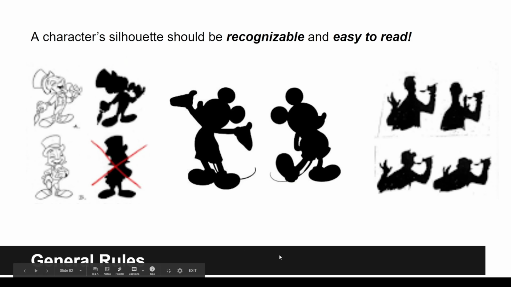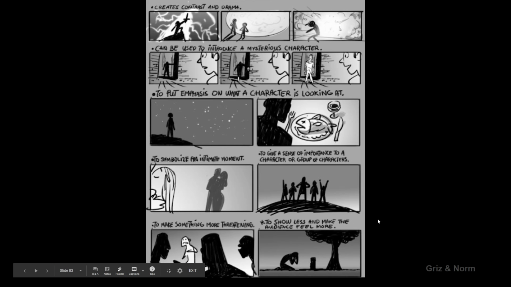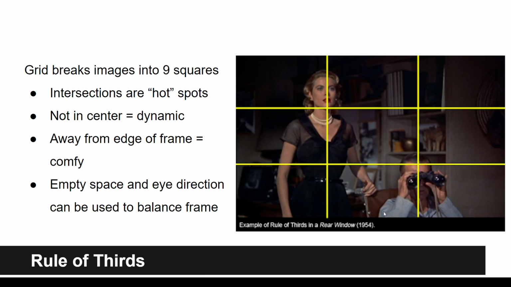Another thing to keep in mind is character silhouette in terms of readability. So making sure your characters are easy to follow, easy to read. Use contrast and silhouette to make it easy to see things and understand characters and separate them from the background and follow along, right?